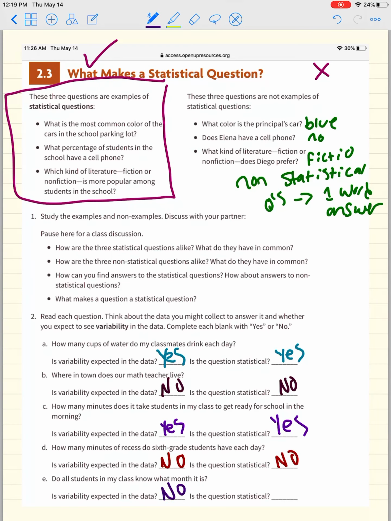And then is it a statistical question? Well, you could graph it. You could graph yes or no. So for that, I could say yes. However, it's not going to be a very good statistical question because your graph is going to be pretty boring. It's probably going to look like most of the students in the yes column, right? I think most of you know what month it is, and maybe 1 or 2 of you don't. Okay, so it's not a very good question, but it is technically statistical.